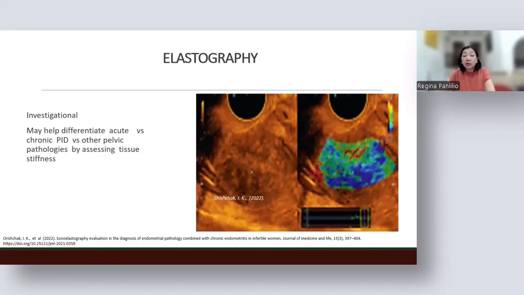And stiffness measured by ultrasound elastography may provide complementary information, but this is still investigational. Future studies may help differentiate acute versus chronic PID versus other pelvic pathologies by assessing tissue stiffness. So hopefully we can have more studies on this.